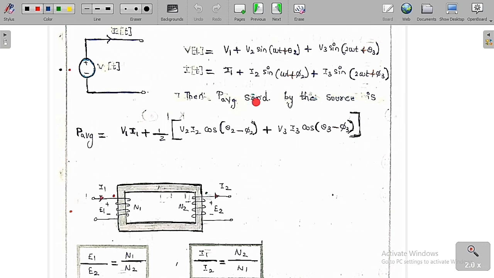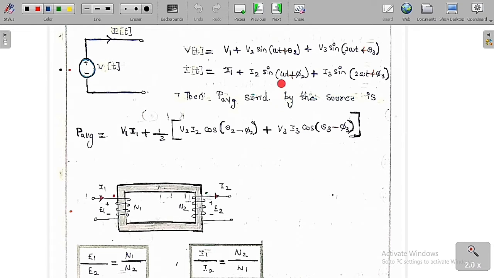So V2 by root 2 into I2 by root 2 is nothing but V2 I2 by 2 into cos of theta 2 minus phi 2. Plus, again the same principle: here there is a 2 omega t, here also there is a 2 omega t. So the RMS value of this is V3 by root 2, into the RMS value of this, I3 by root 2, into cos of the phase difference between these two signals, theta 3 minus phi 3. So if you take the half inside, we get V3 I3 by 2 into cos of theta 3 minus phi 3. This is the principle you always have to keep in mind.